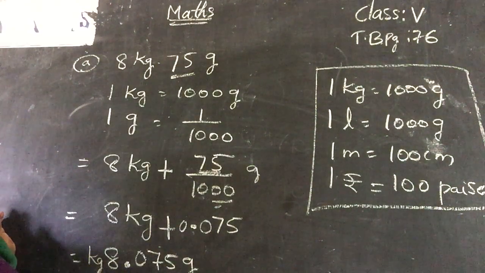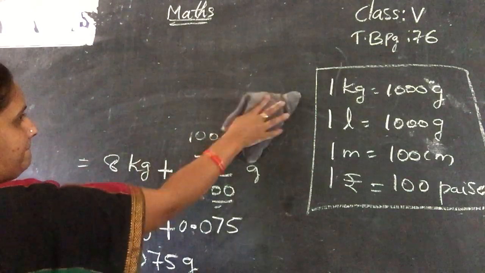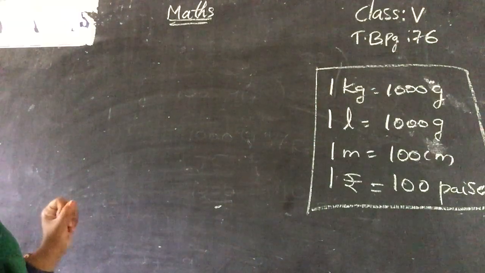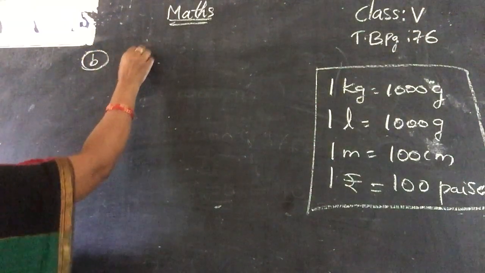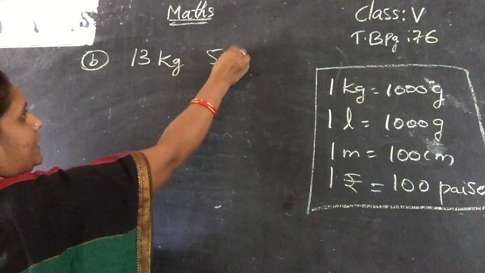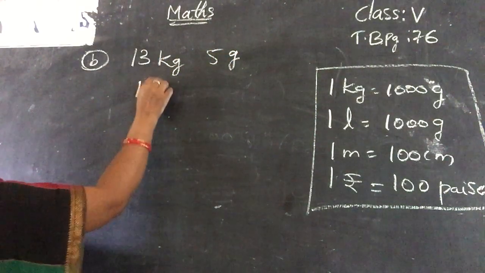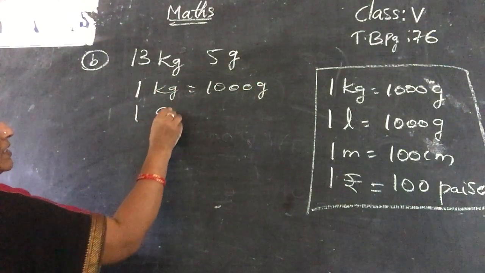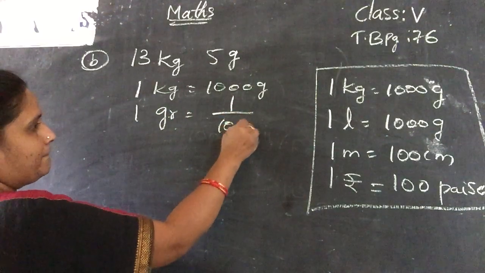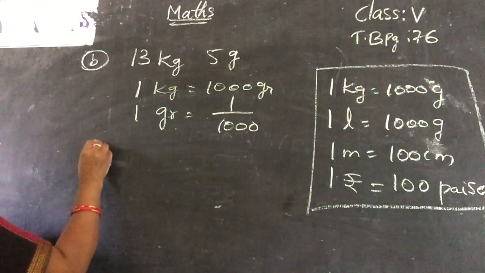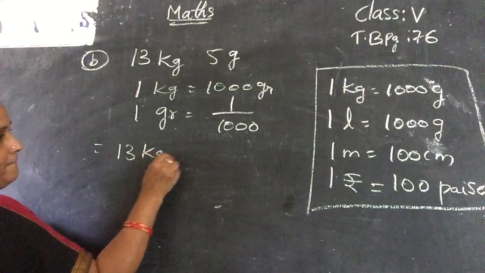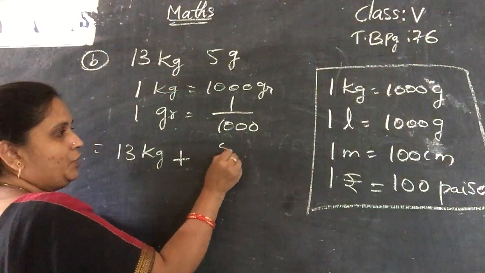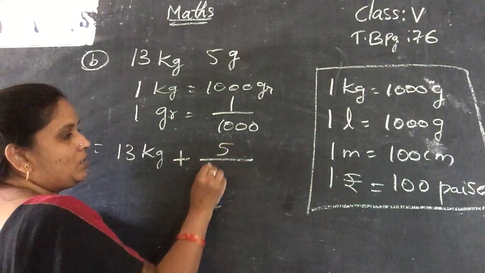Copy it neatly, children. Next, B: 13 kgs 5 grams. Same, 1 kg is equal to 1000 grams, and 1 gram is equal to 1 by 1000. Now 13 kgs plus, what is the number in the grams, children? 5. So write 5 in the numerator place and 1000 below.